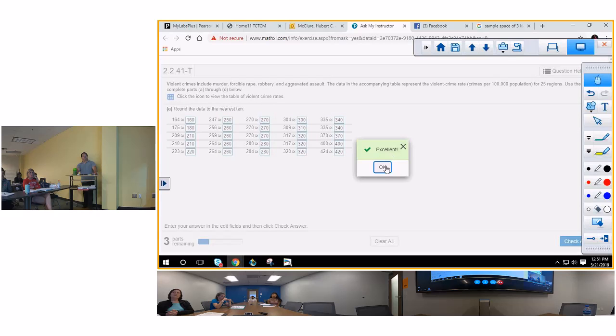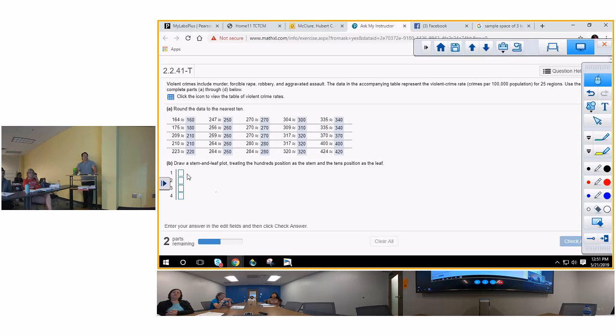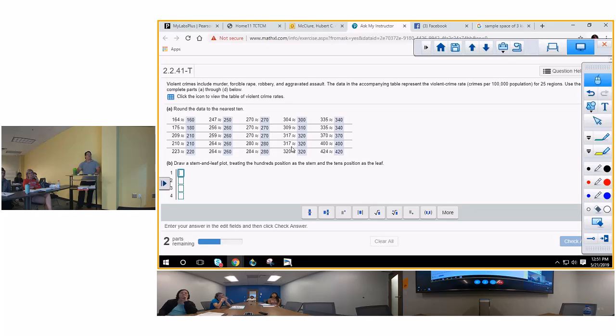We feel good about ourselves. Now, it says draw a stem and leaf plot treating the hundreds position as the stem and the tens position as the leaf. So how many 100s do we have? 2. Well, we've got a 160 and a 180. Are they in order? Yeah, they are. So we're going to put a 60, comma, 80. This is what I'm thinking they're wanting.